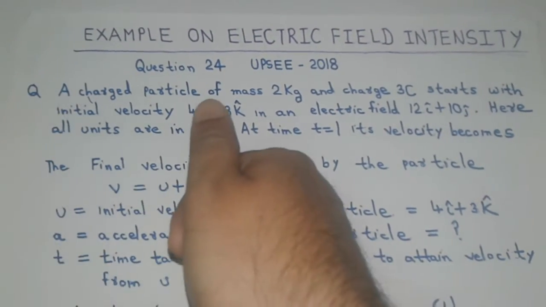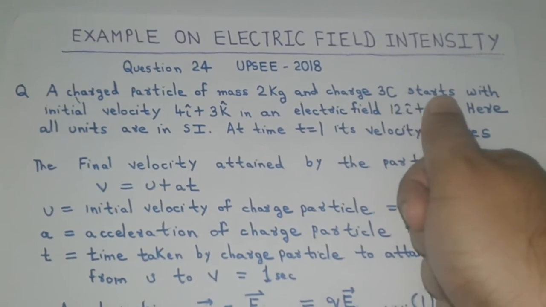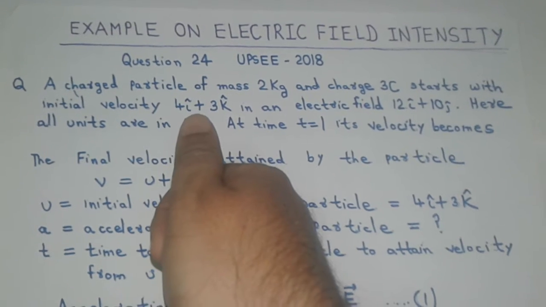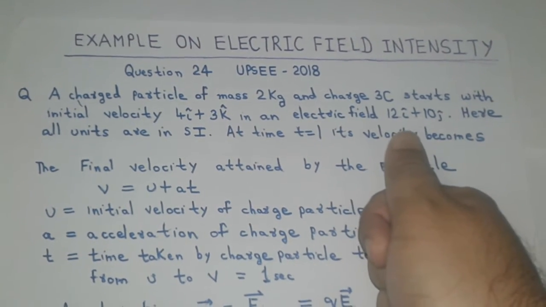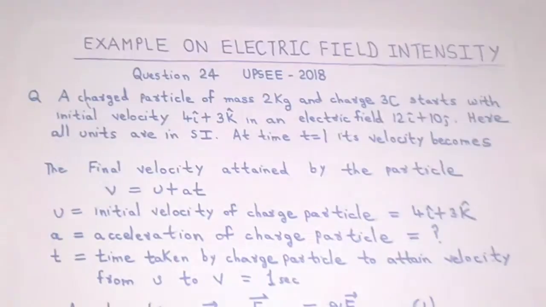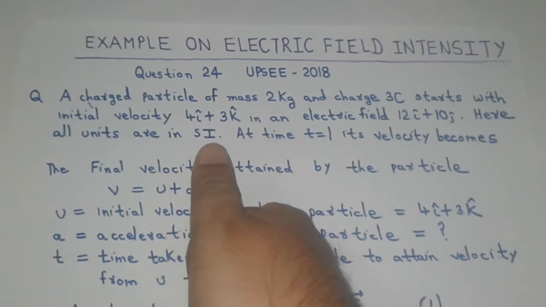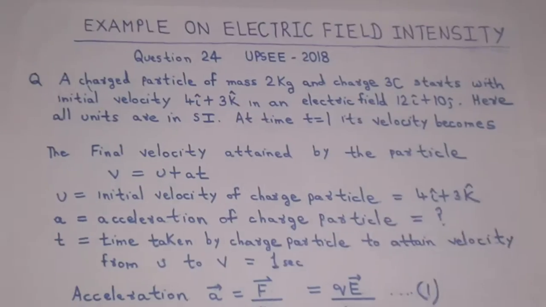A charged particle of mass 2 kg and charge 3 coulomb starts with initial velocity 4 i cap plus 3 k cap in an electric field 12 i cap plus 10 j cap. Here all units are in SI. At time t equal to 1, its velocity becomes.